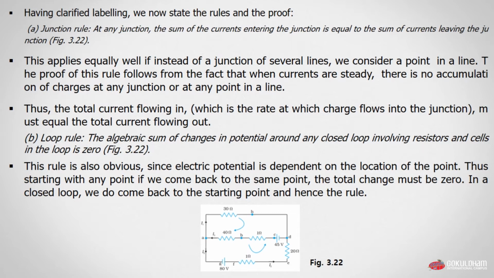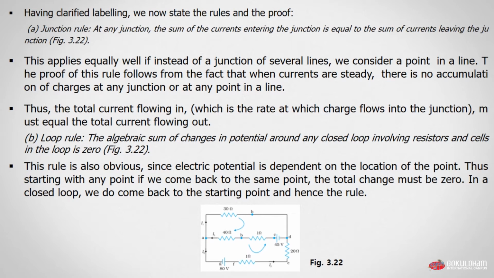The proof of this rule follows from the fact that when currents are steady, there is no accumulation of charges at any junction or at any point in a line. Thus, the total current flowing in, which is the rate at which charge flows into the junction, must equal the total current flowing out. Means the current that is flowing into the point must be equal to the current flowing out from that point.